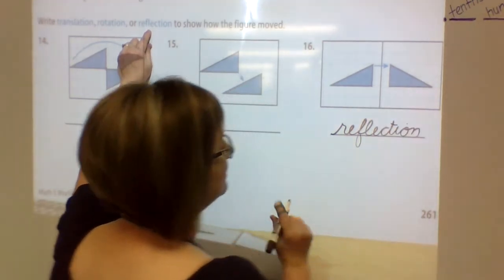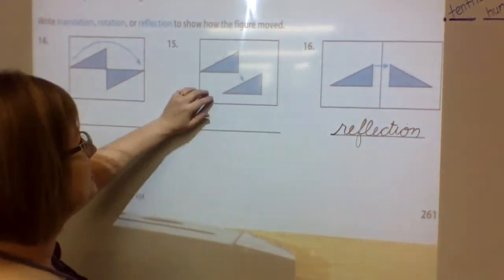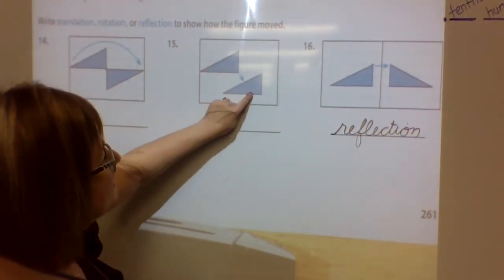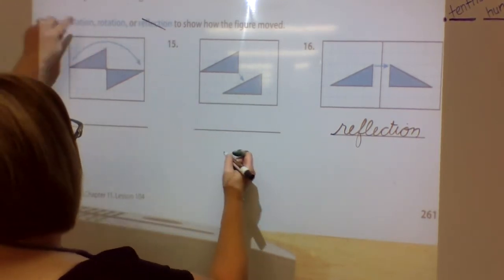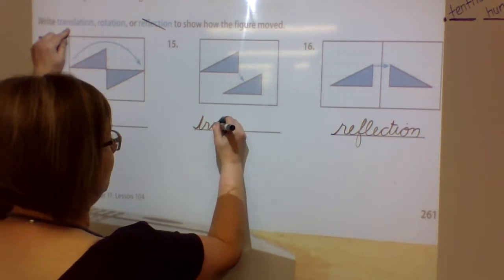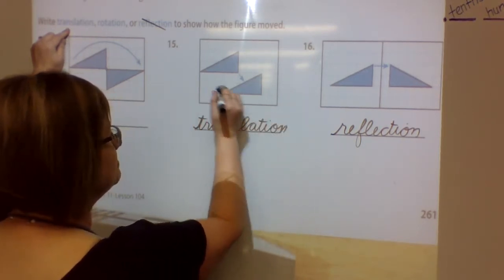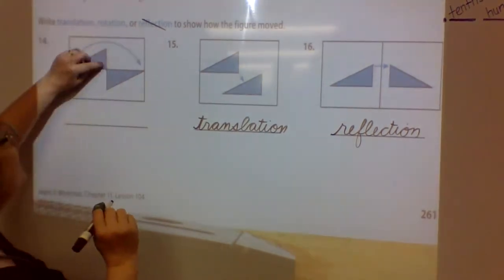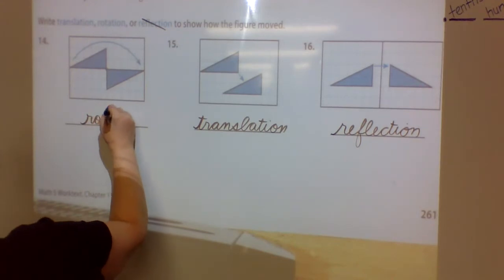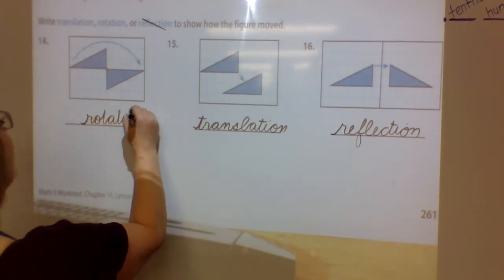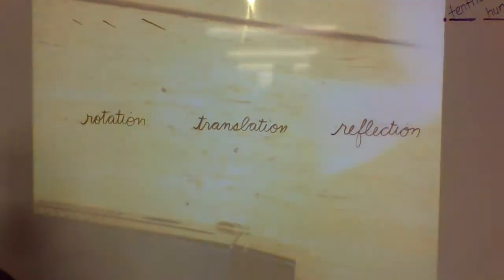He's standing at the mirror and looking to make sure his hair is done properly, and it's a mirror image. This one's sliding across into a different space. We call that one translation. It stayed the same, it's just moving to a different place. And this one went and turned itself around, it rotated itself. Rotation. Okay? Boogie on along to the next page.